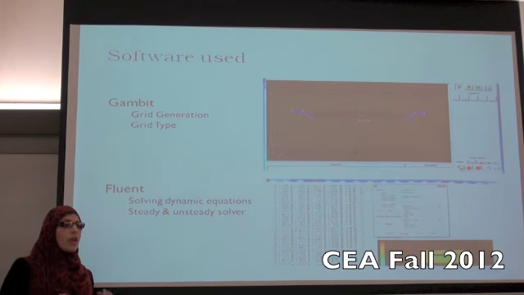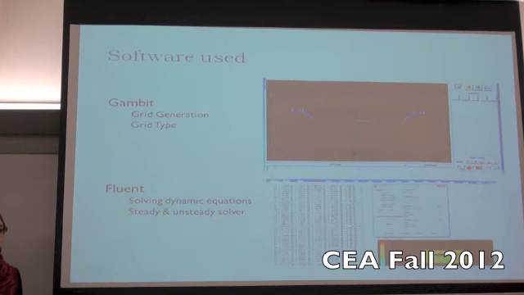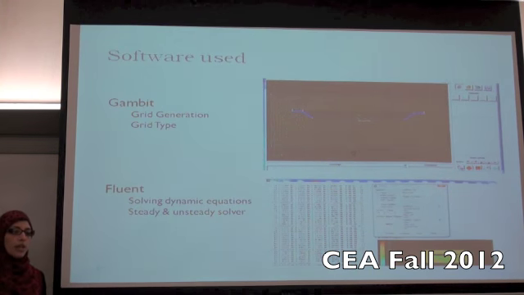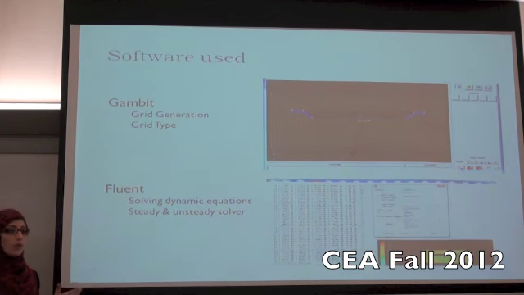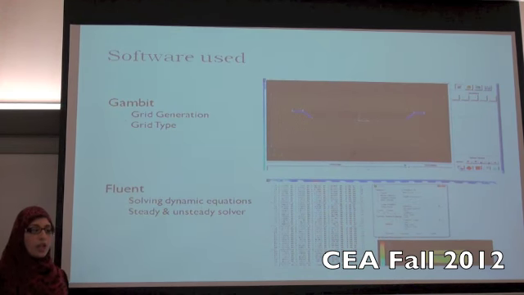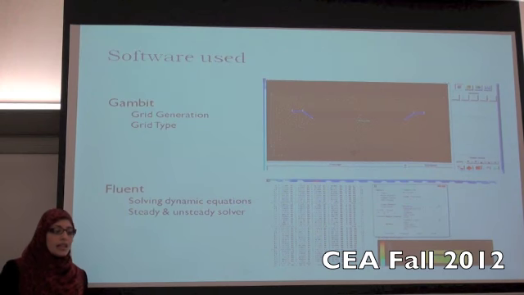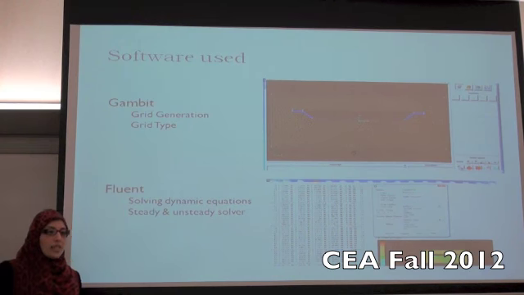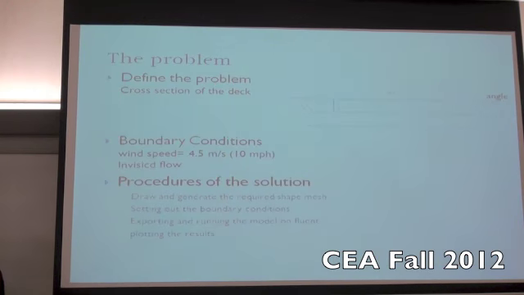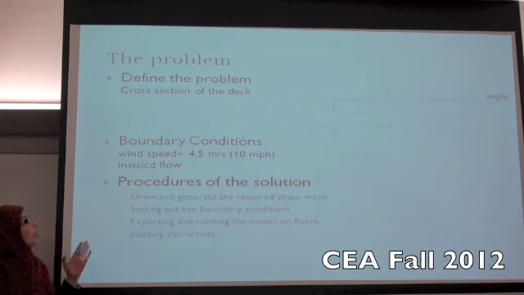The grid is the most vital part in the Gambit because the accuracy of the grid will help us to make sure that the results are accurate. And the grid type used here is the quadrilateral wave mesh. As for the Fluent, this CFD software solves the dynamic equation in an iterative manner, and it has the steady and unsteady. So we're actually using the steady because we're investigating the effect of the maximum angle at a constant time.